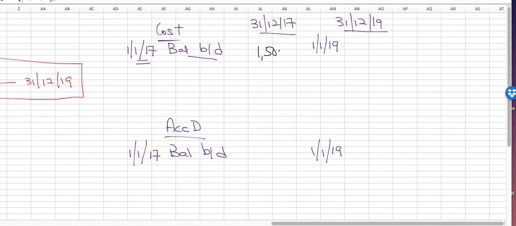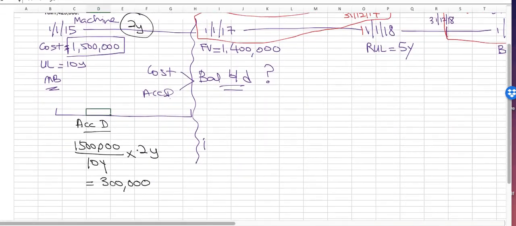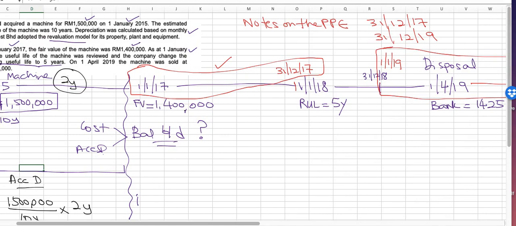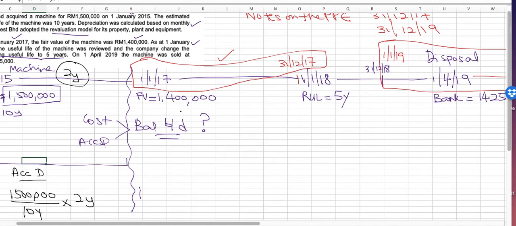1.5 million. Okay. And then the accumulated depreciation is 300,000. Okay, this is where it comes from. You cannot say that this fair value is the balance BD, because the concept of balance BD must come from the previous year. 1.5 here is the revaluation that takes place in this year. So it's not balance BD. Okay, it is a new transaction.